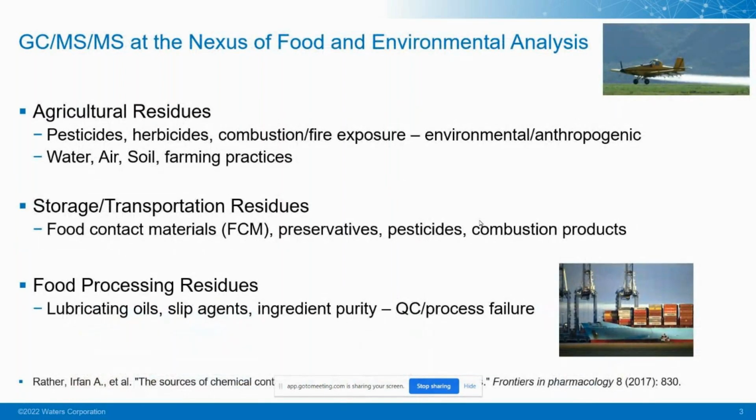Going on to where food and environmental overlap, you can see this example. There's a nice citation at the bottom of a fairly recent article that does an excellent job covering why, across the range of both food and environmental, we find ourselves looking at a common set of analytes in different matrices. In this case, if we follow a pesticide from being manufactured, we'd find it in a quality control environment and testing in the manufacture process.